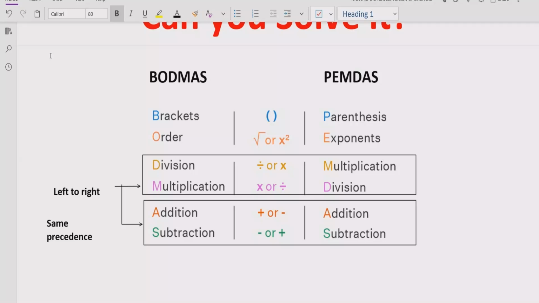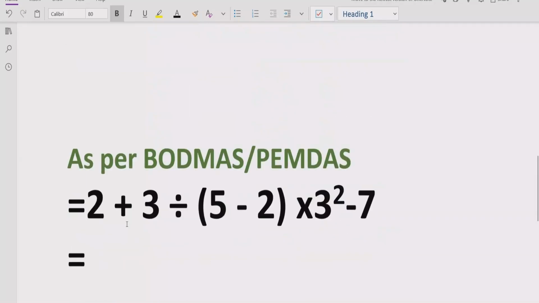Step number 3, you have to solve division and multiplication. So what you have to do, you have to go left to right in your expression and find out division and multiplication. Both have similar precedence, so you can solve any of them which is coming first. Similarly, for addition and subtraction, we have the same. We can solve addition first if it is coming first, and we can solve subtraction first if it is coming first. So first, you have to go left to right and find out which operation is coming first.